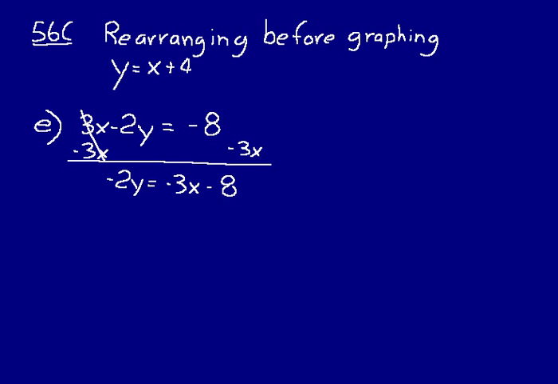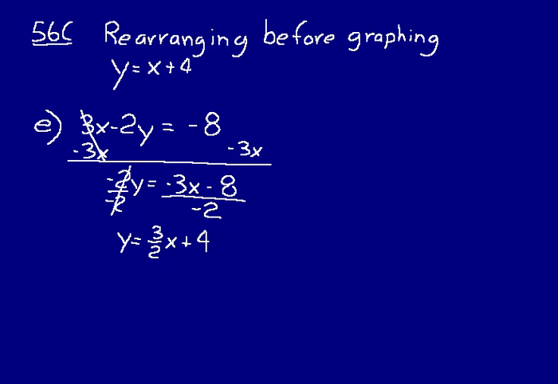Now, let's go ahead and divide everything by negative 2. So we do negative 2 there, and everything on the right-hand side needs to be divided by negative 2. Cancel the negative 2's on the left. On the right, we end up with y is equal to a positive 3/2 times x plus 4, because negative 8 over negative 2 is positive 4.